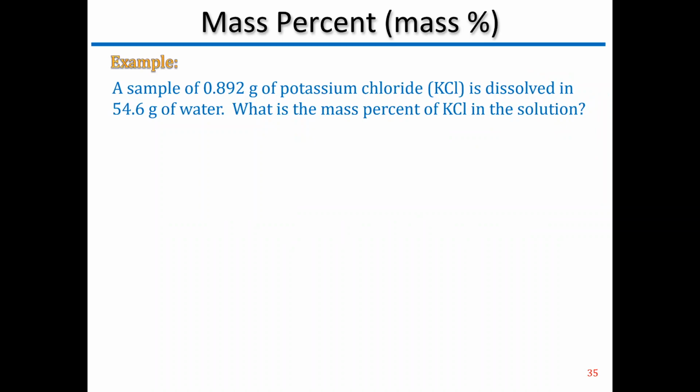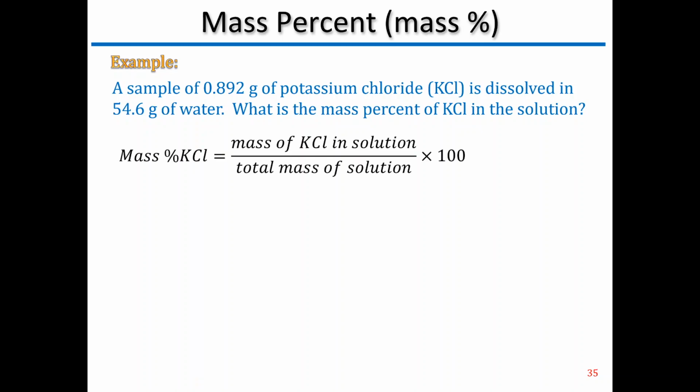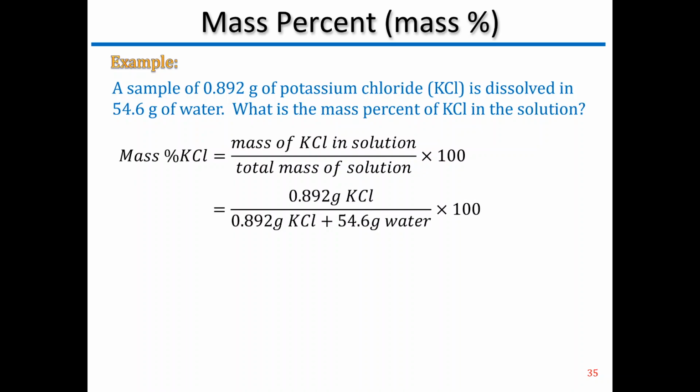So suppose we had a sample of 0.892 grams of potassium chloride dissolved in 55.6 grams of water. They want to know what is the mass percent of KCl in the solution. Okay, so the way I'll find this is first I need to know what a mass percent is. So we know it's the mass of the solute over the total mass of the solution times 100. So I need to plug in my numbers now.